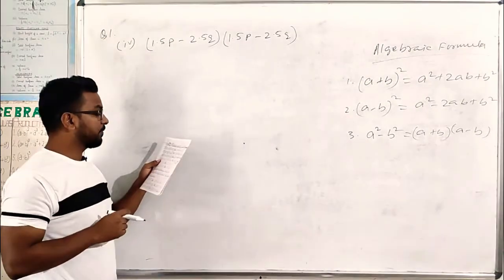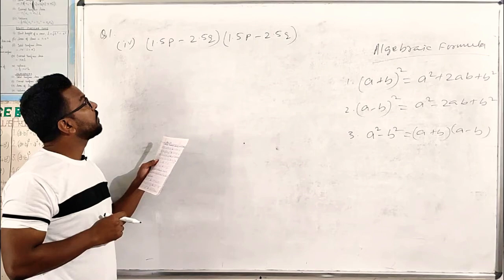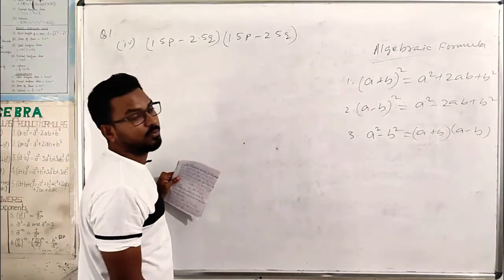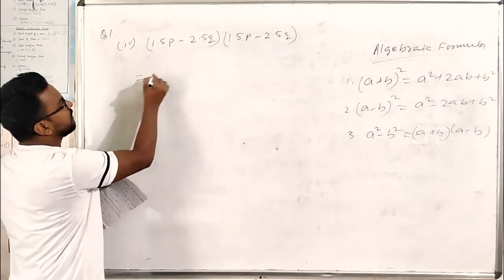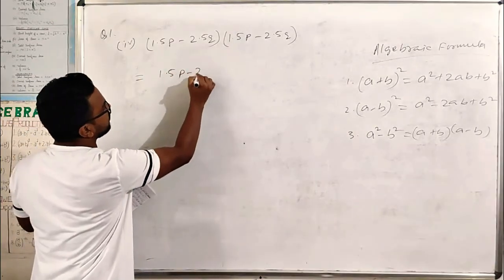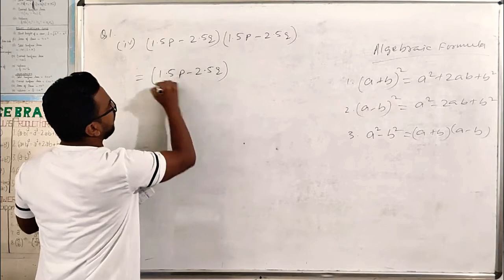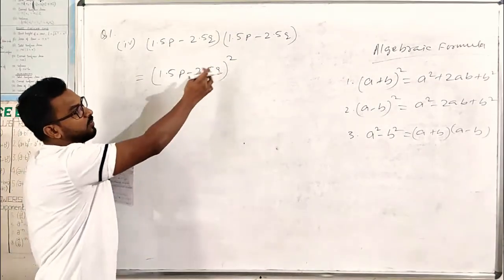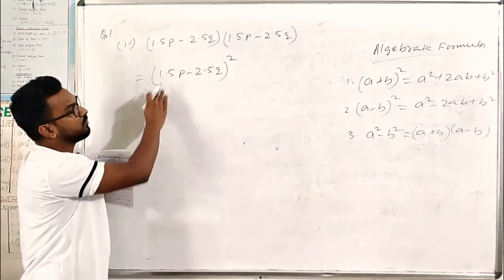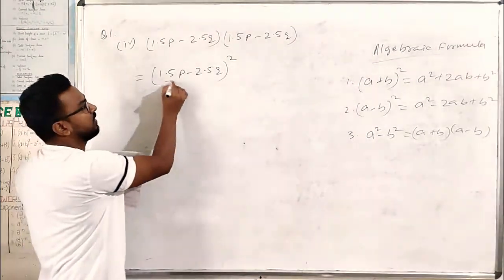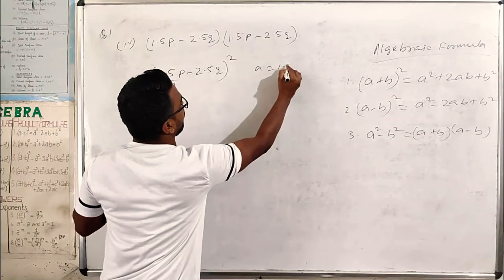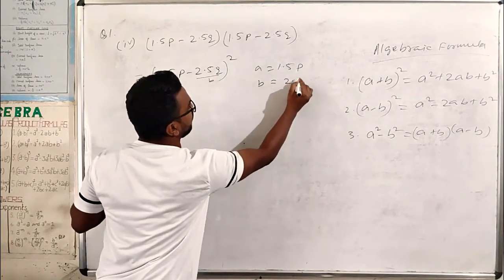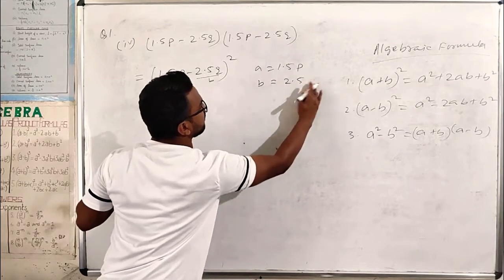Next question is 1.5p minus 2.5q, again 1.5p minus 2.5q. This can be written as 1.5p minus 2.5q whole square, since the same term is multiplying two times. Here we have to identify what is a. A is 1.5p and b is 2.5q.